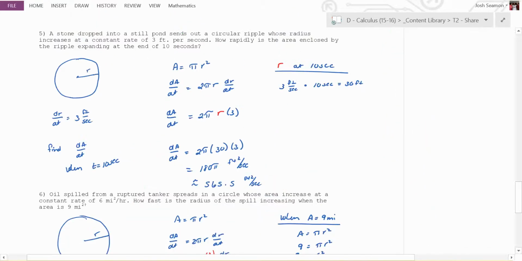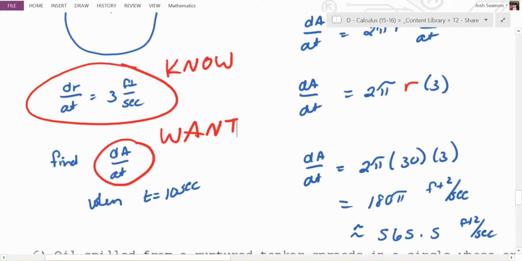So just to review, dr/dt, that is what we know. What do we want? We want dA/dt. We want the rate of change of the area. So what two variables do we want to link together? Radius and area. Do you have an equation that links together the radius and the area of a circle? Yes, it's right here.